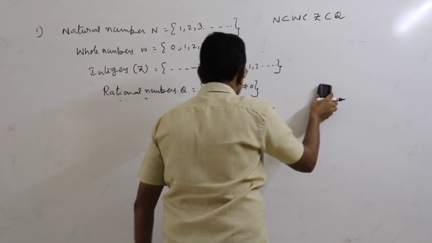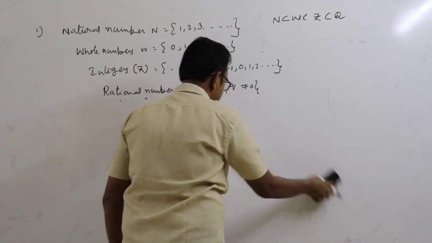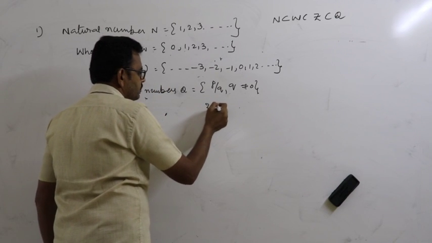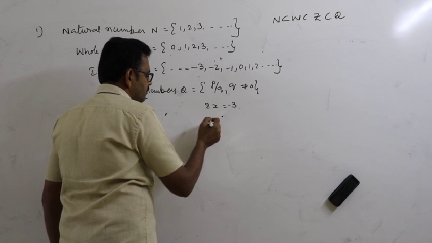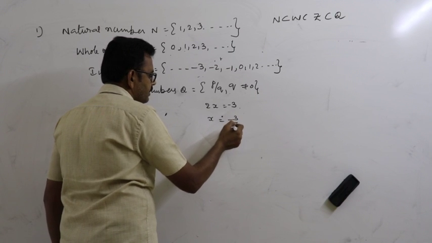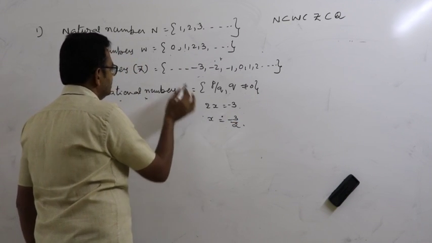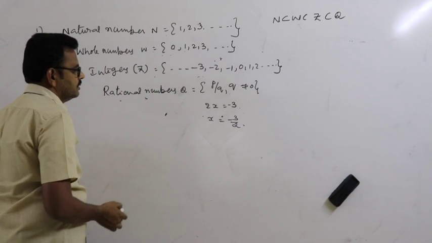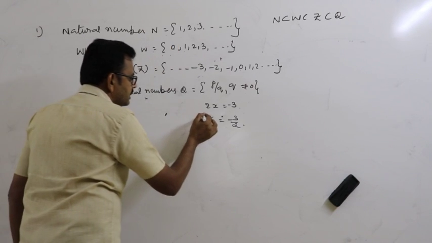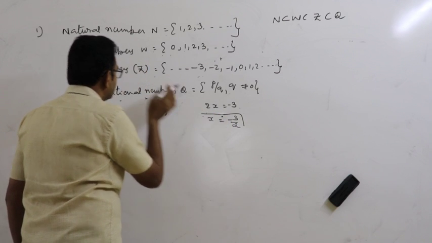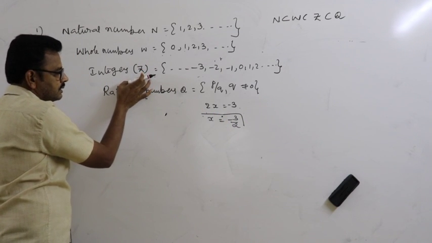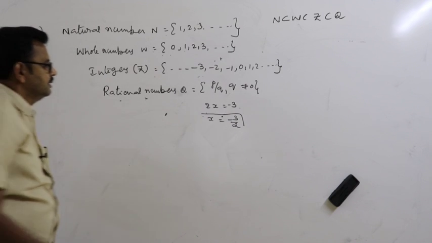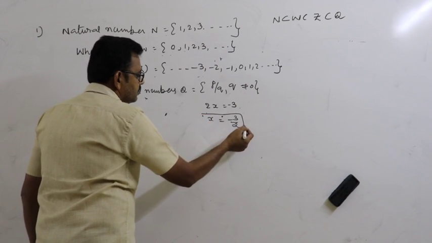And one thing is, why? For example, 2x equal to minus 3. What is x equal to? Minus 3 by 2. So this is not an integer, not a whole number, not a natural number. So there is no solution in the set of all integers. That's why the extension of numbers. That is x equal to minus 3 by 2, which is a rational number.